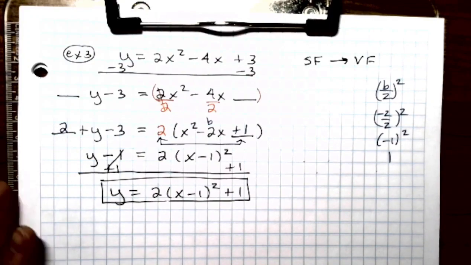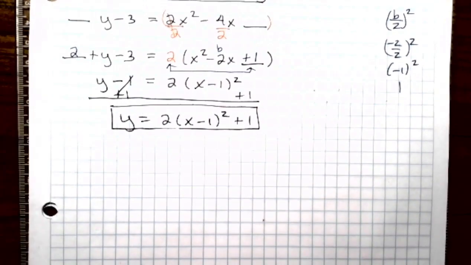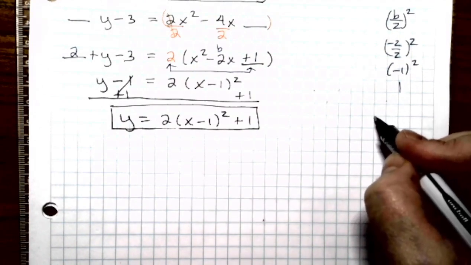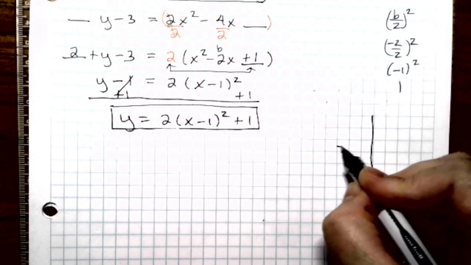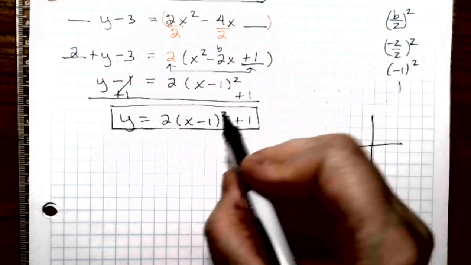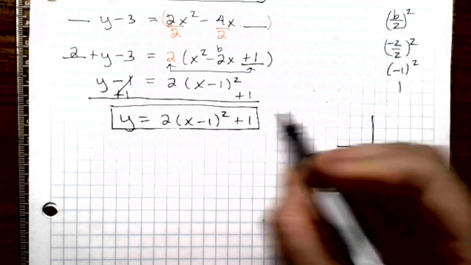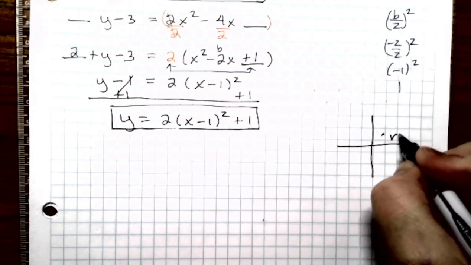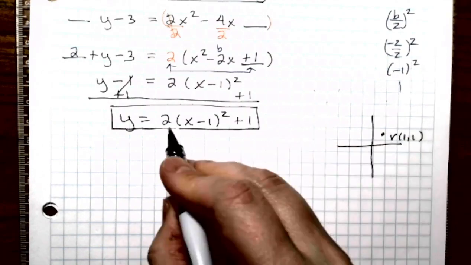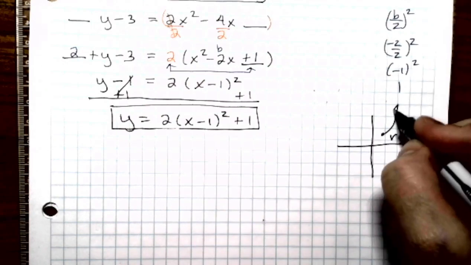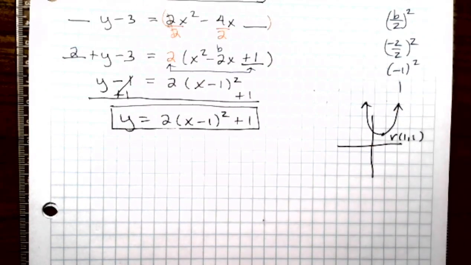Okay, so we're going to extend this question. We're going to identify some of the key structures to this. I don't want to take time to graph this, so I'm just going to really quick sketch kind of what the shape is. So my vertex is going to be 1, 1. And A is a +2, so it's going to be going up from there.